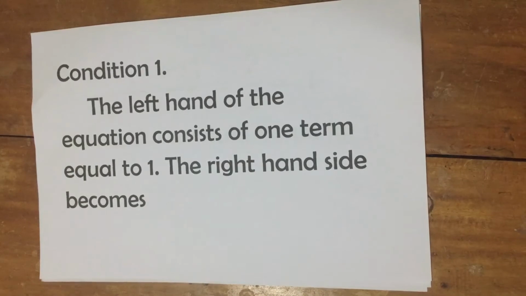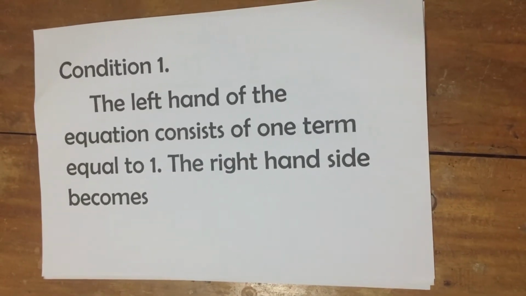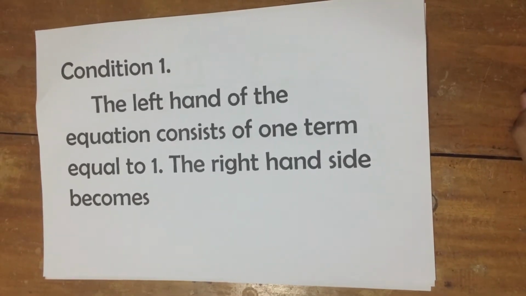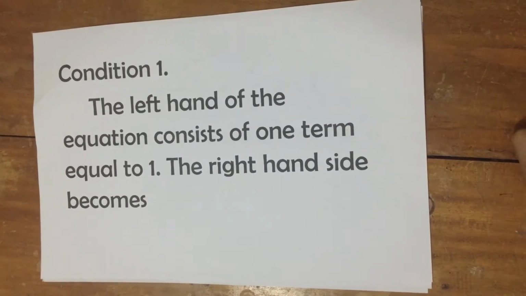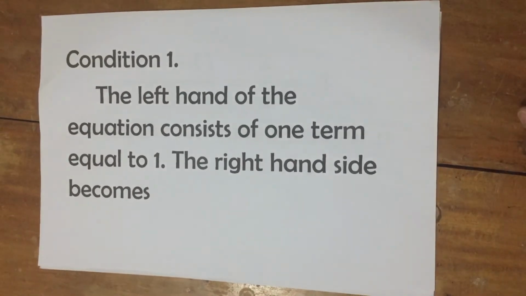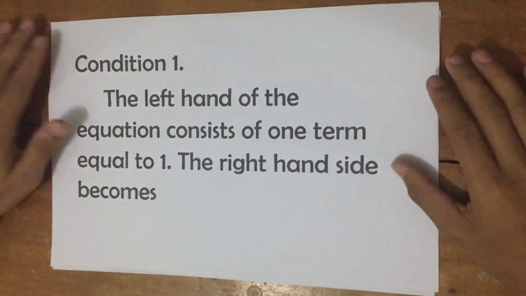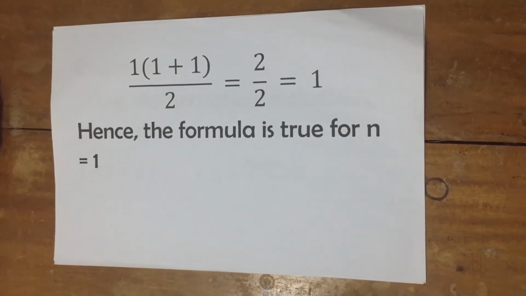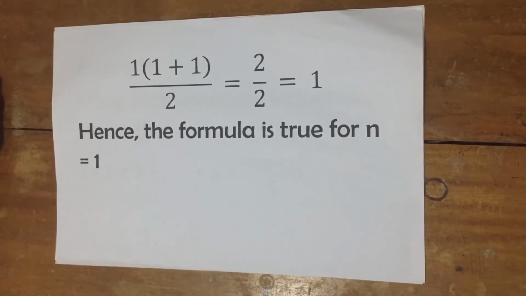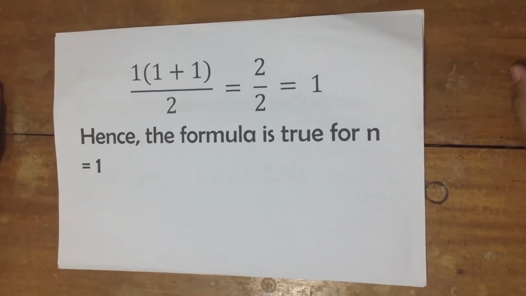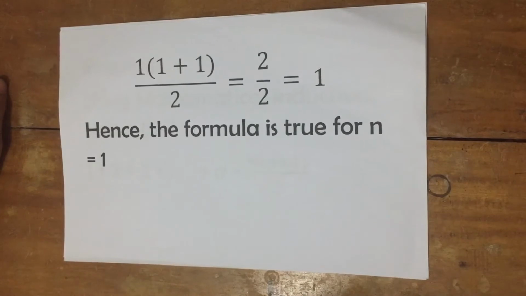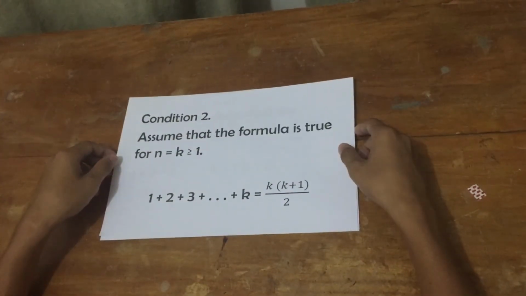So, condition 1. We need to use condition 1 because it is the first step for getting the proof. The left-hand side of the equation consists of one term equal to 1. For the right-hand side, we let n equal 1. So 1 times quantity 1 plus 1 over 2 equals 2 over 2 equals 1. Hence the formula is true for n equals 1. As you can see, all the n is substituted by 1. We are done with condition 1.